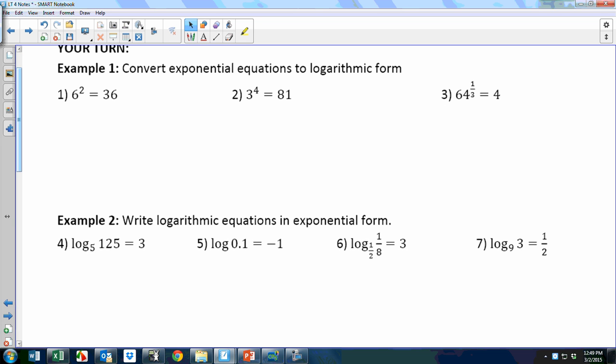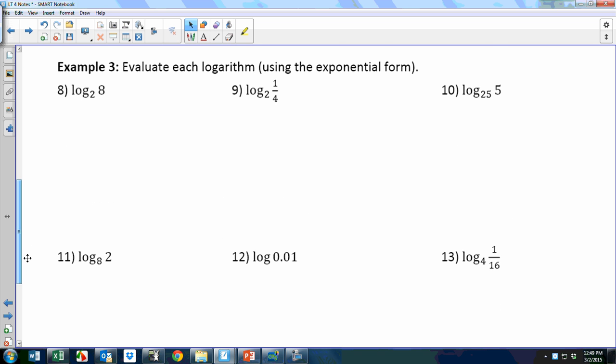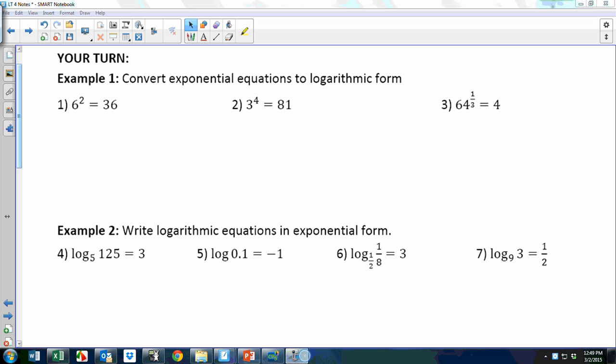Actually, you pause the video here for 1 through 7. Try them on your own scratch paper, and then try 8 through 13. Pause it and try those. We're going to pause it here in class, and I'm just going to put the answers up here for you to check them. Okay. We'll do it one row at a time. So we'll answer 1 through 3 together, or check them together first.